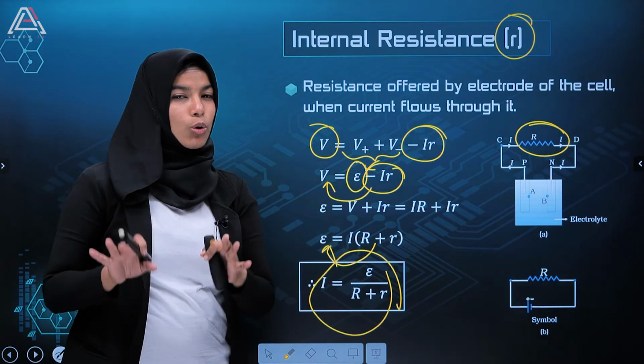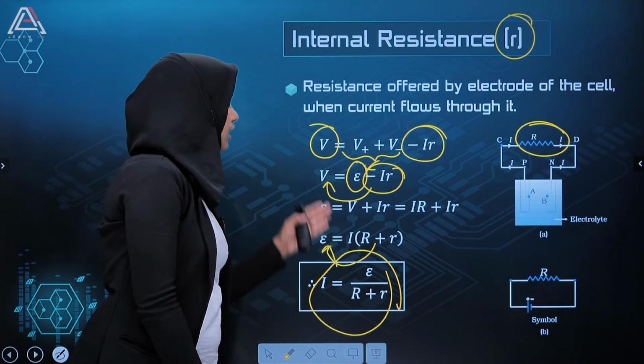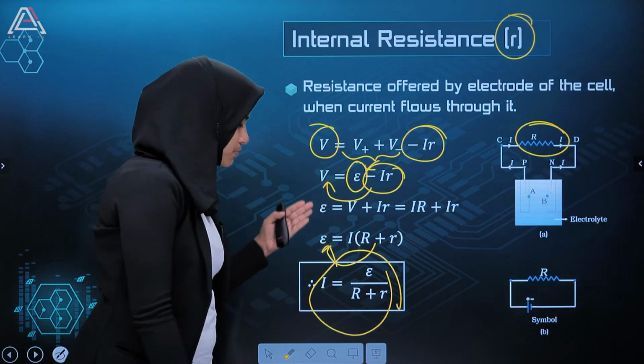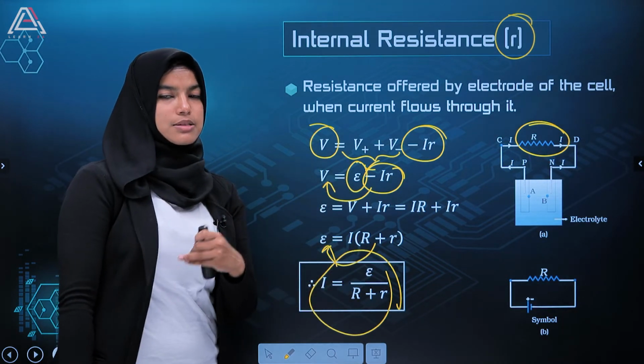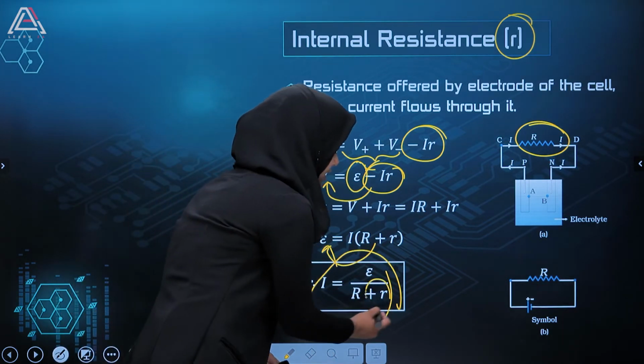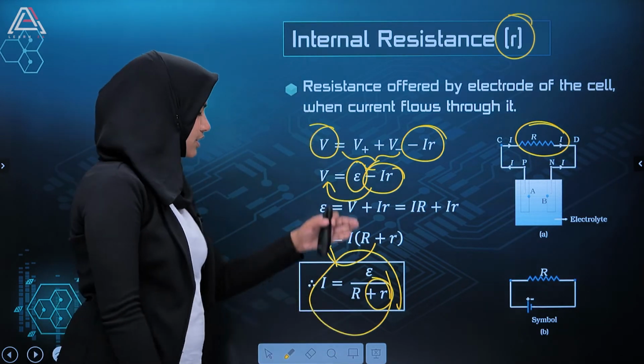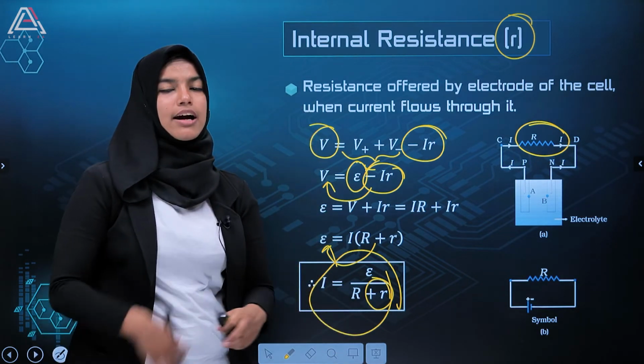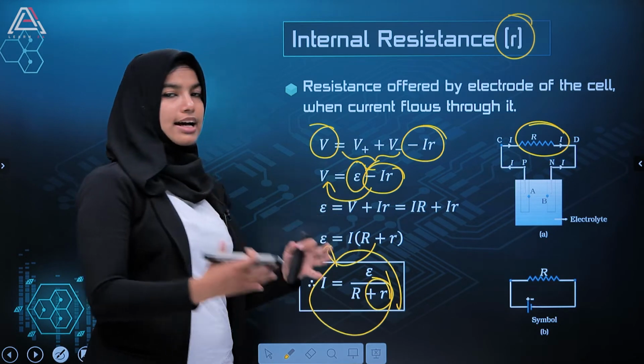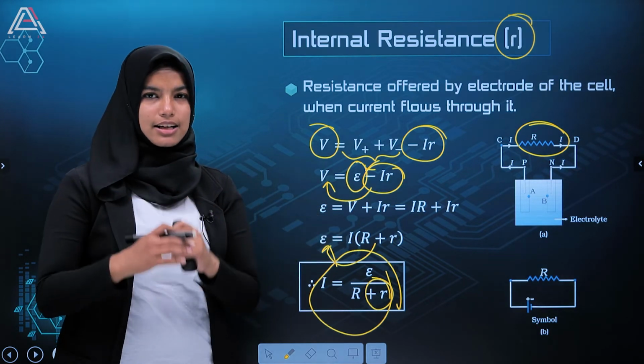So we were only expecting the change in current with respect to the external resistance, but there is a small resistance that comes into action which is affecting the current. So we have to take that into account too. So that is the internal resistance.